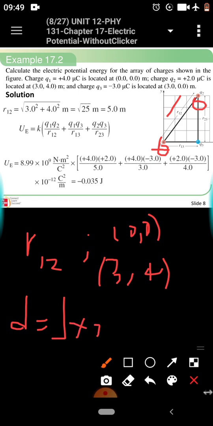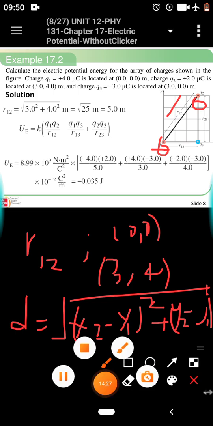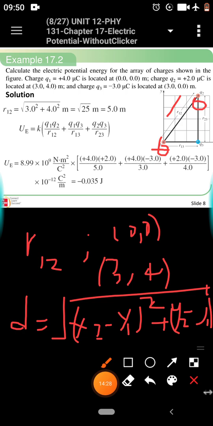The formula for distance is the square root of x2 minus x1 squared plus y2 minus y1 squared. So let's go over it.